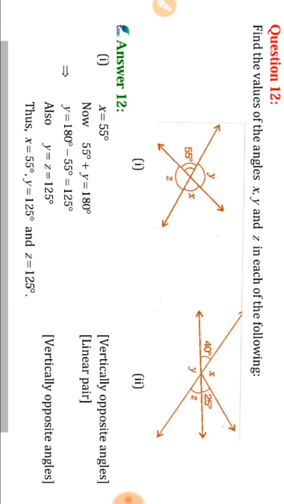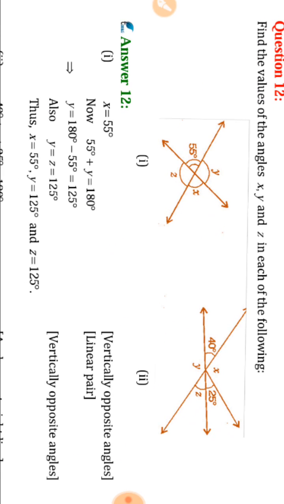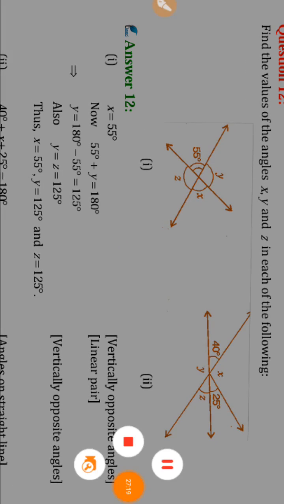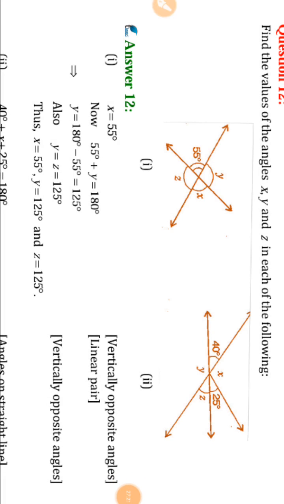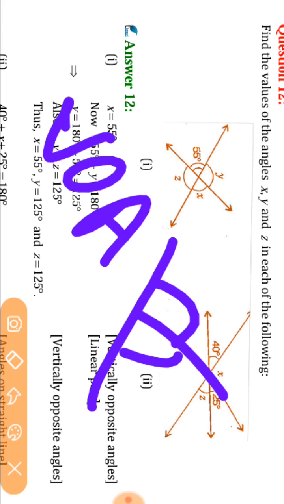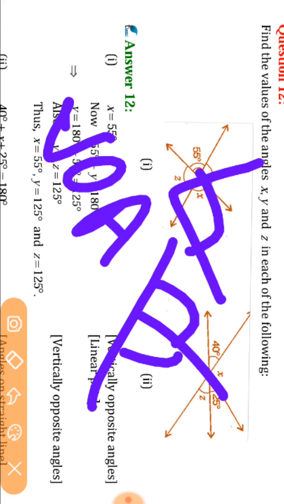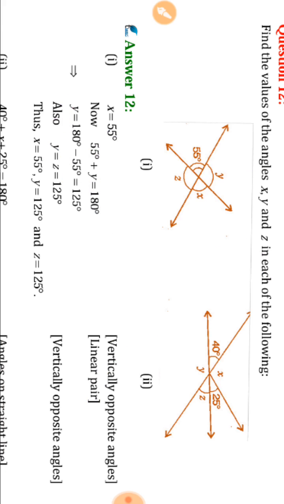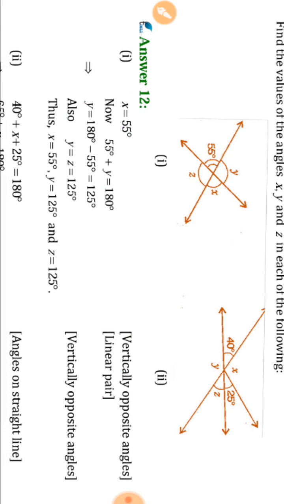12th one, find the values of the angles X, Y, Z in each of the following. See, X, Y and Z, this is very important when you go for higher studies. This type of example is coming. We know that vertically opposite angles are equal, and if a line creates two angles, it gives a linear pair, and if it is a right angle, it creates complementary angles. So we have to use all these to find X, Y and Z.